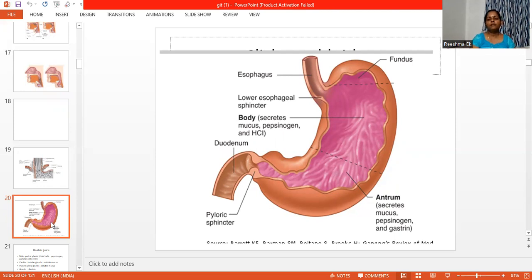The fundus and the body secrete mucus, pepsinogen, and HCl. And the antrum of the stomach secretes mucus, pepsinogen, and gastrin. So the main secretions of the stomach are mucus, pepsinogen, HCl, gastrin, etc.